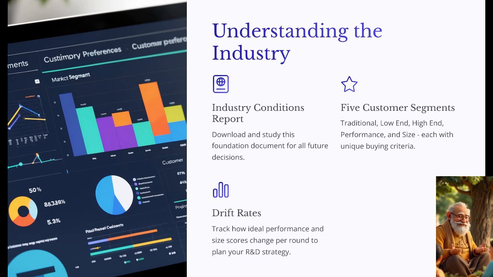You must pay attention to these changes and plan how your products will move toward the ideal customer expectations in each round. For example, the traditional segment initially prefers moderate performance and size, reasonable prices, and products that are around 2 years old. In contrast, high-end customers want cutting-edge features, compact size, and brand-new products. The report also tells you about the drift rates, how much the ideal performance and size scores change per round. You'll use this data to plan your research and development strategy.